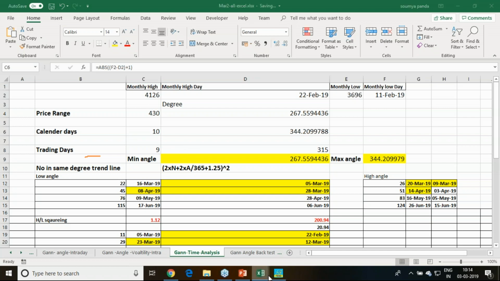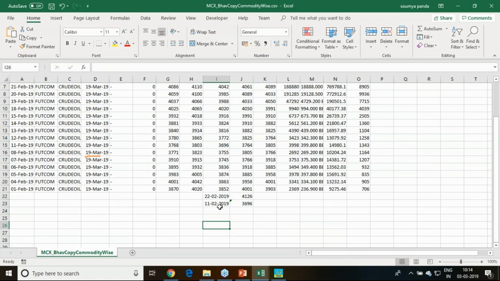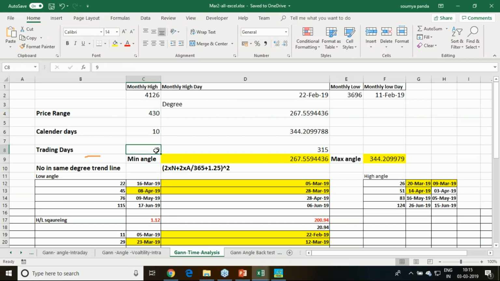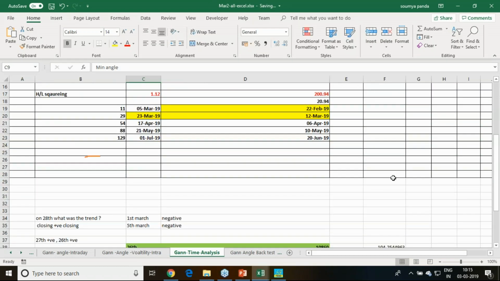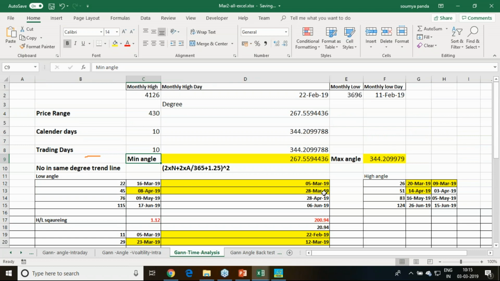How many trading days are there between them? That is important. From 11th to 22nd, there are 10 trading days. So low and high, it will automatically choose and make the things for you.